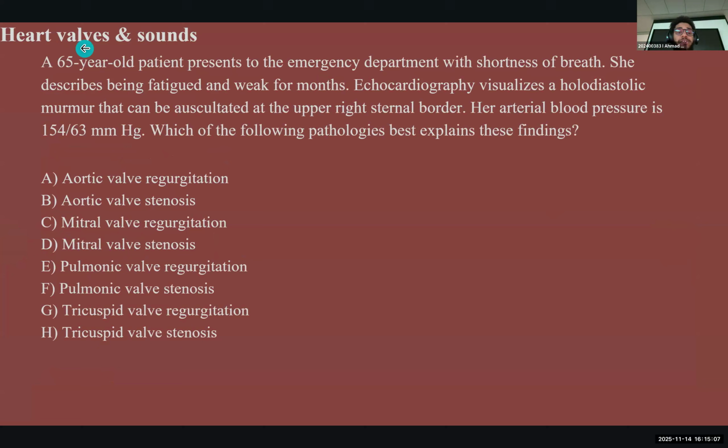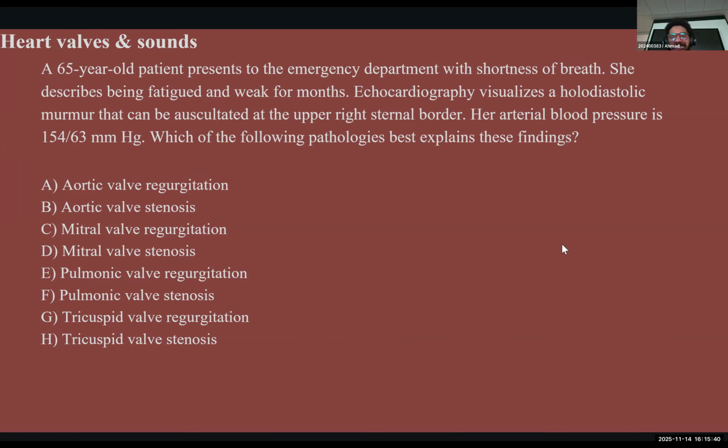And then heart valves and sounds. This is again one of my favorite lectures. A 65-year-old patient presents to the emergency department with shortness of breath. She describes being fatigued and weak for months. Echocardiograph visualizes a hollow diastolic murmur that can be auscultated at the upper right sternal border. Her arterial blood pressure is 154 over 63. That's high. Which of the following pathologies best explains these findings?